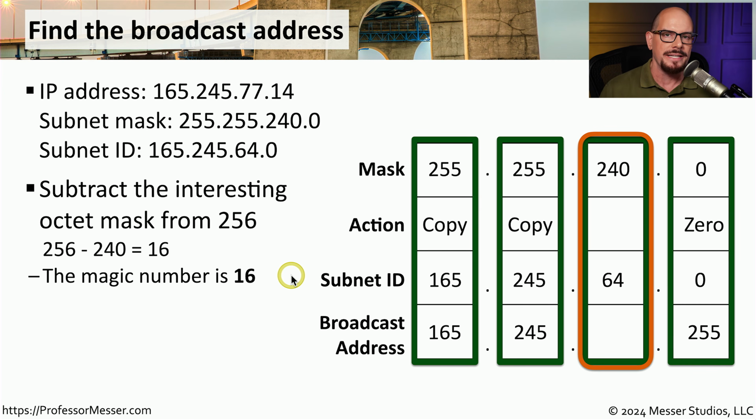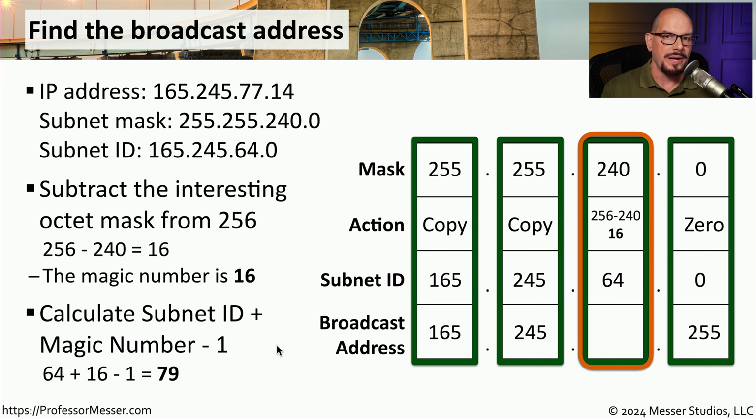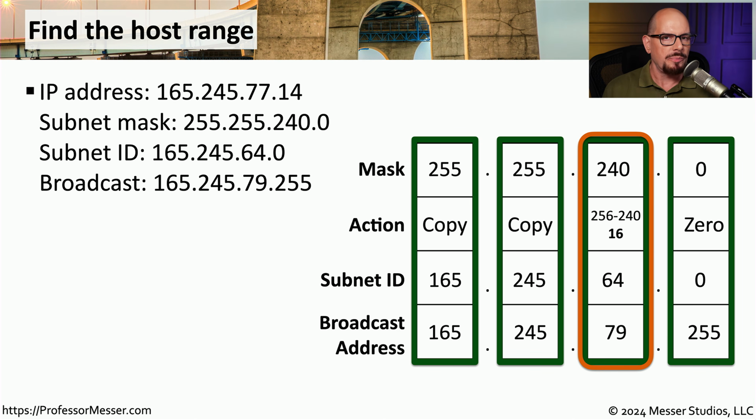leaving us with a magic number of 16. To calculate the broadcast address for that interesting octet, we take the subnet ID and we add the magic number and subtract 1. So in this example, we use 64 because that is the number in our subnet ID. We add 16, which is our magic number. We subtract 1, and that leaves us with 79. So in this example, the broadcast address is 165.245.79.255.